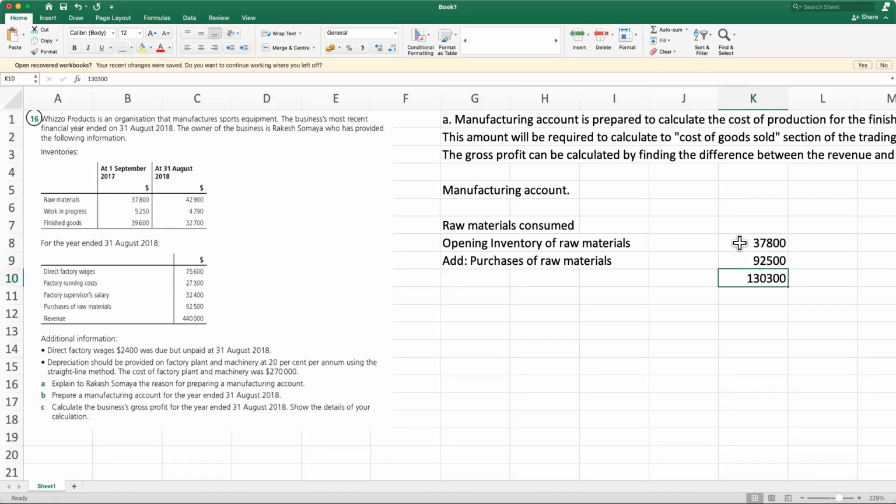Once you get that amount here, if there is a carriage inwards, then you need to add it in. If there's none, then you don't need to add it in. After that, you need to less closing inventory for raw materials. Remember to put it in a bracket. And then you calculate your amount here, 7,004.